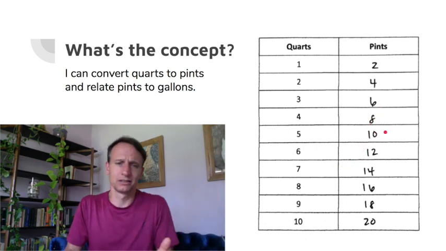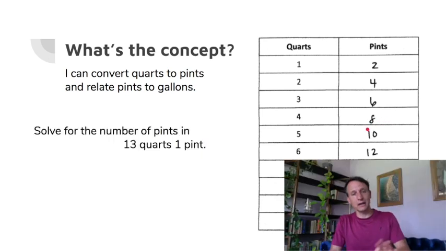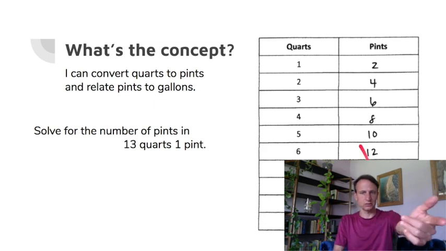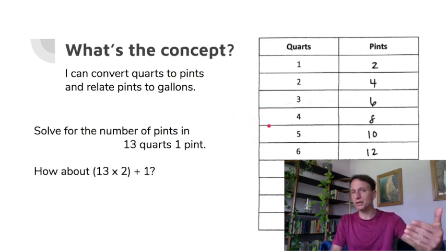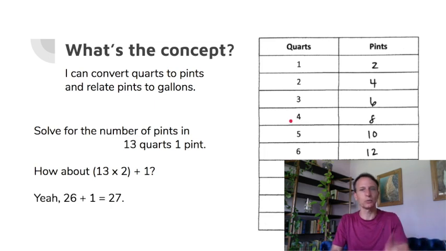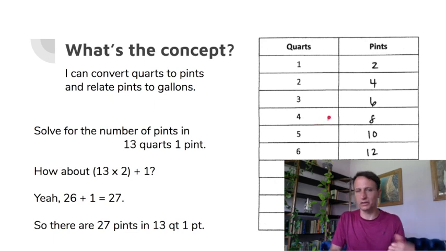I know you're like, dude, you said this was going to be tricky. This is easy. Watch. All right, so now, how many pints are in 13 quarts, 1 pint? Actually, you can handle this, right? We can use the table here and say, well, 10 quarts is 20 pints. 3 quarts is 6 pints, so 20 and 6, and then the one more, right? We could also do 13 times 2 plus 1. So that would be 26 plus 1, 27. Either way you do it. No problem. 27 pints in 13 quarts, 1 pint.